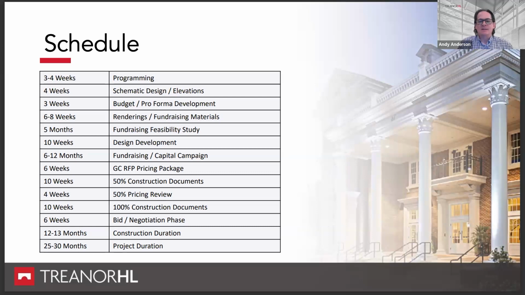The worst thing that can happen is when the client calls us in the summer saying they want to move in the spring of the next year, and we're like, there's absolutely not enough time to do this project. So it's very important to recognize that these projects take time, and you plan for that. Let's go to the next slide.